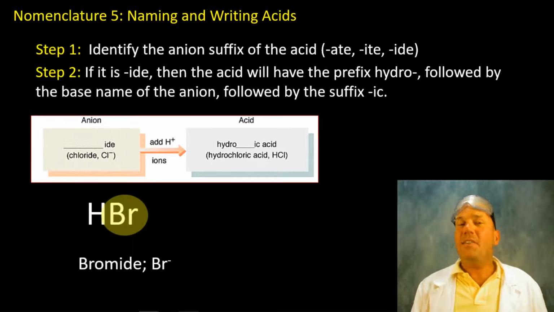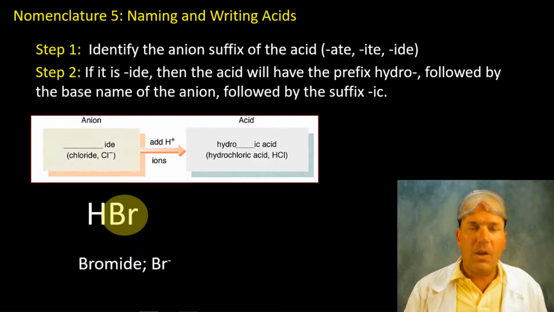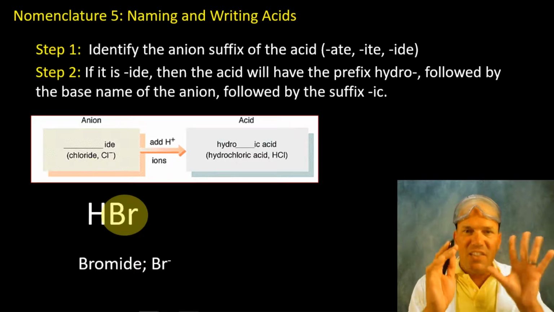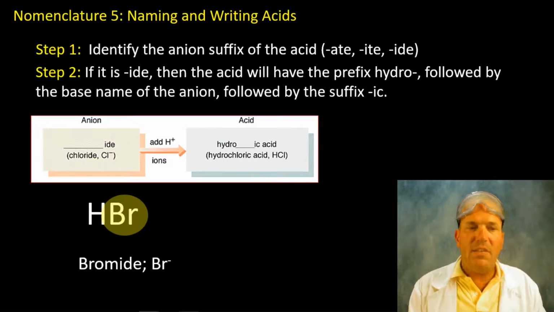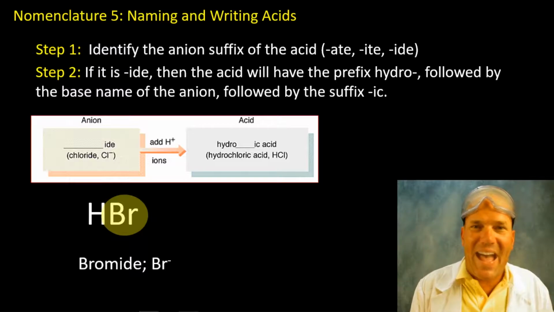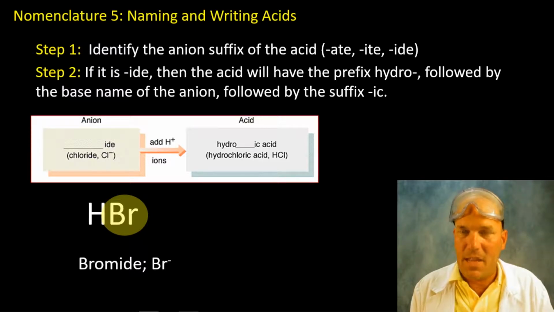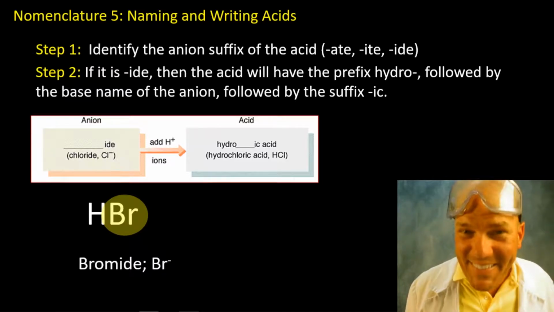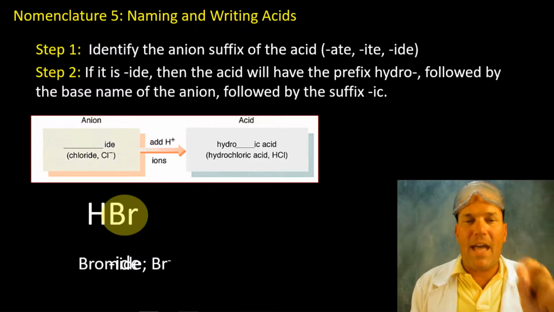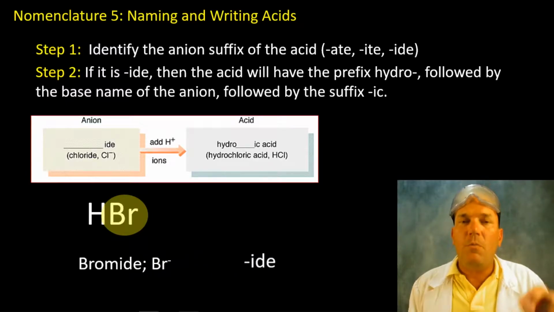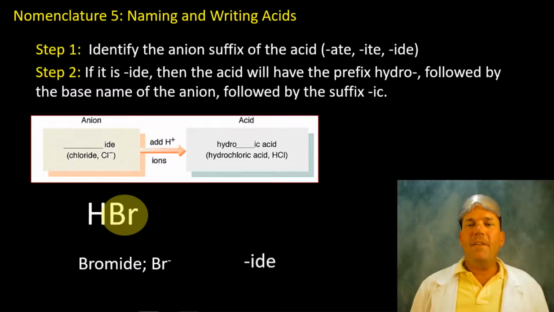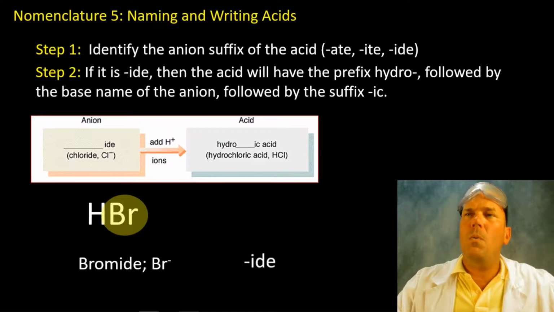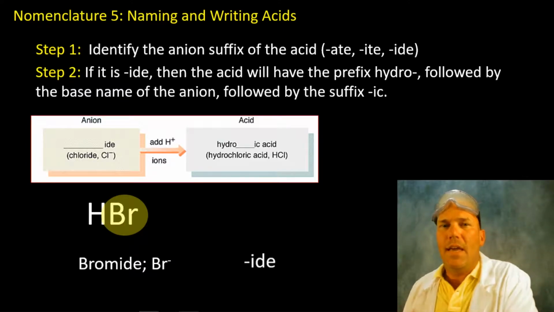All right, let's look at this one here. Start by identifying that base anion suffix. And in this case, this is bromide. It's not bromate, which is a polyatomic ion. It's not bromite. It's bromide, ending with IDE, which means we will have that prefix of hydro, and then the stem of this word, bromine, bromide, ick acid.